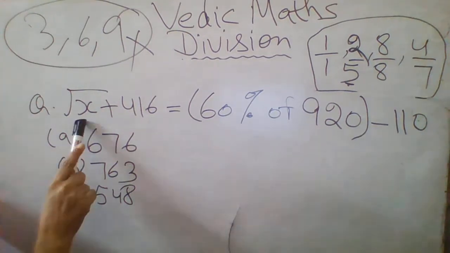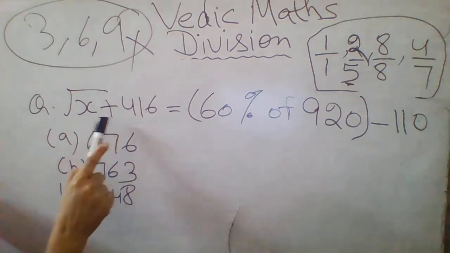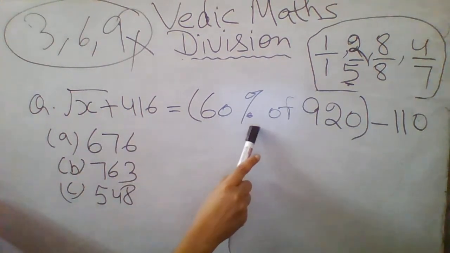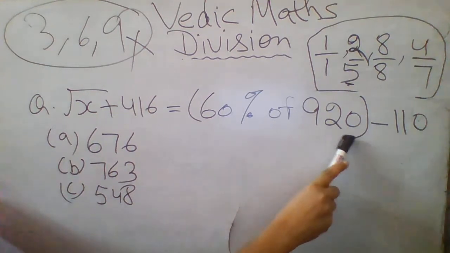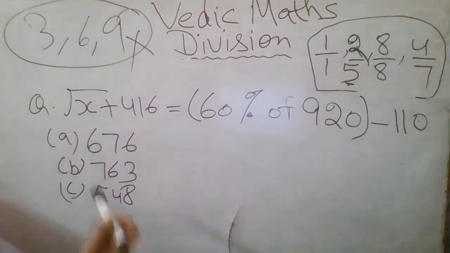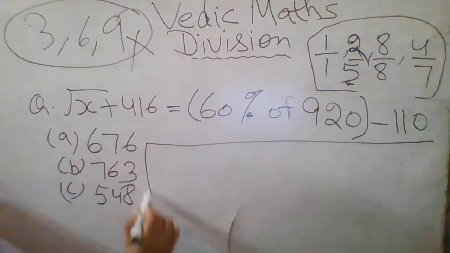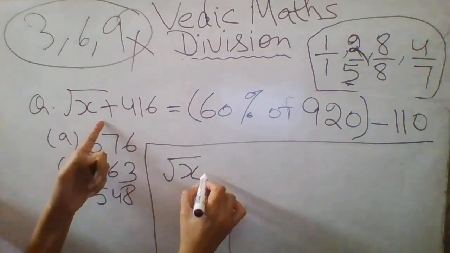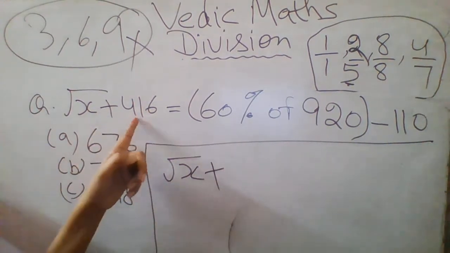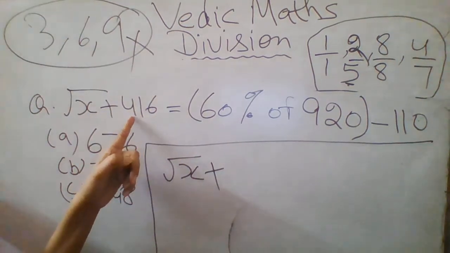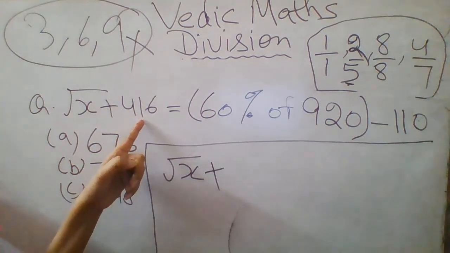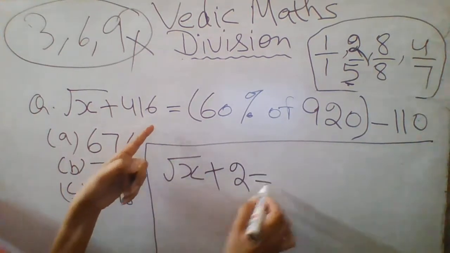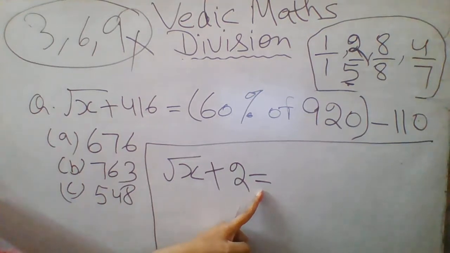What is the equation? The equation is under root x plus 416 is equal to 60% of 920 minus 110. So first you find this out through the digital root. Now you write down under root x as it is. So plus sign is here. I am going to write down the digital root of this. See, 6 plus 4, 10 plus 1, 11. So 11. What is the digital root of 11? You will get 2 as the digital root. Equals sign is here. So I am going to put the mark of is equal to.